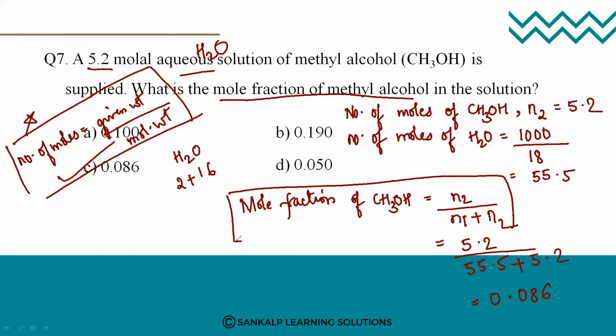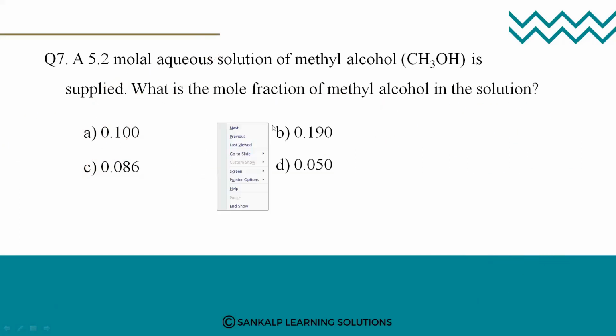Okay, please note them. It will be very important for you to solve the question. So how do you calculate the number of moles? Given weight upon molecular weight. Then mole fraction: how do you calculate it? If you want to find the mole fraction of component B, it will be N2 divided by N1 plus N2, that is the total number of moles. So like this, you are going to solve. So our option C is the right answer.